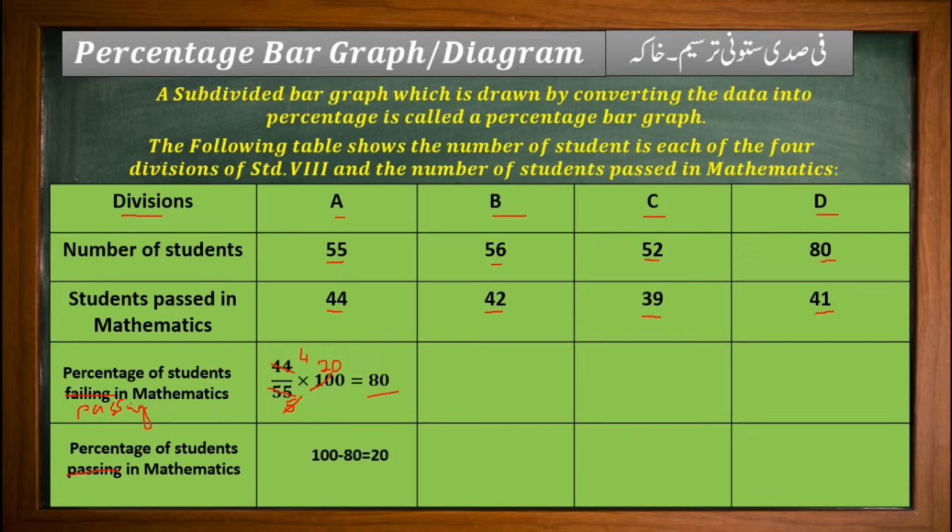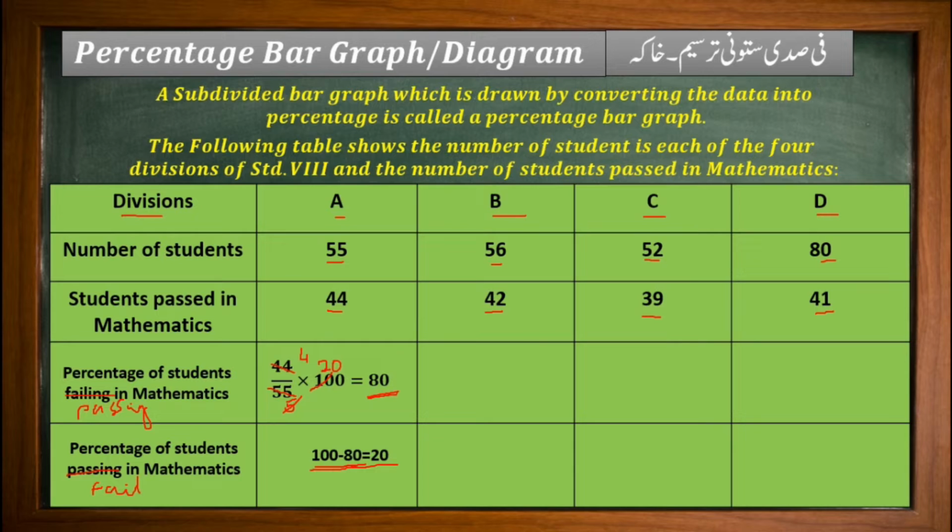Now we are observing the failing percentage. We already got that 80% of students passed, so we subtract 80 from 100 and we get 20, which means 20% of students failed in mathematics. So here are the failed students.